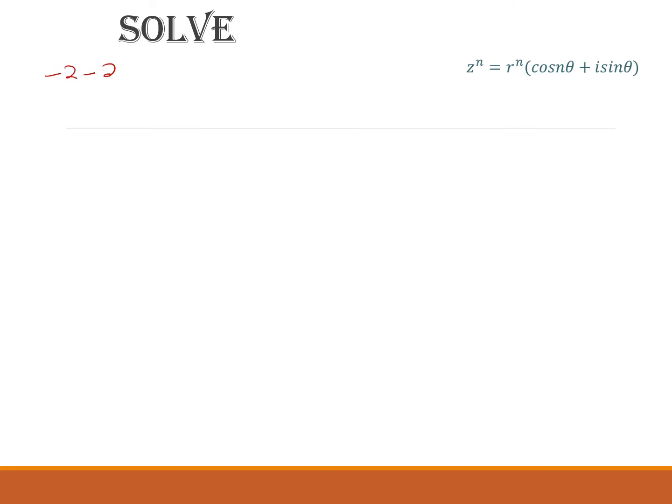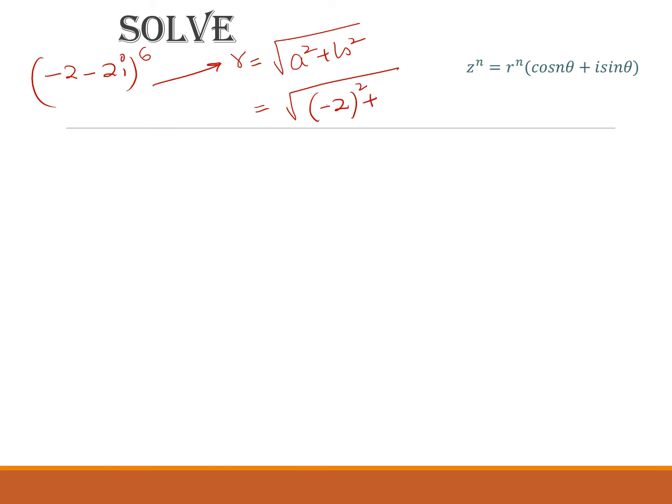Minus 2i whole to the power, let's suppose it's 6. So what you have to do, as we know, the first thing is to find the modulus, and the formula of the modulus is square root of a square plus b square. In this situation, your a is negative 2 and your b is also negative 2. Write it in the calculator and you will get 2 square root 2, because negative 2 square is 4, 4 plus 4 is 8, 8 is 4 times 2, so 2 square root 2.